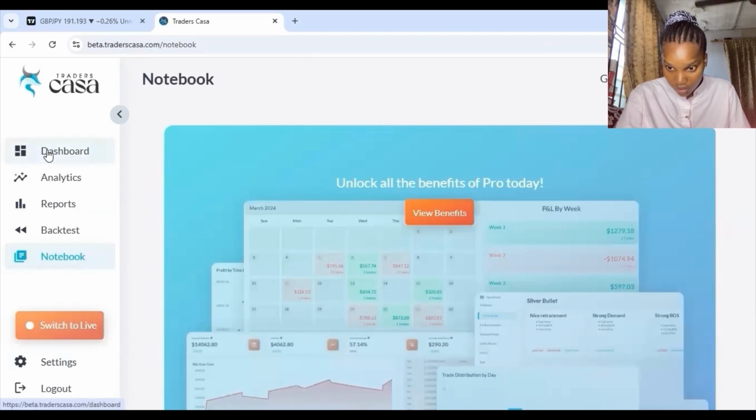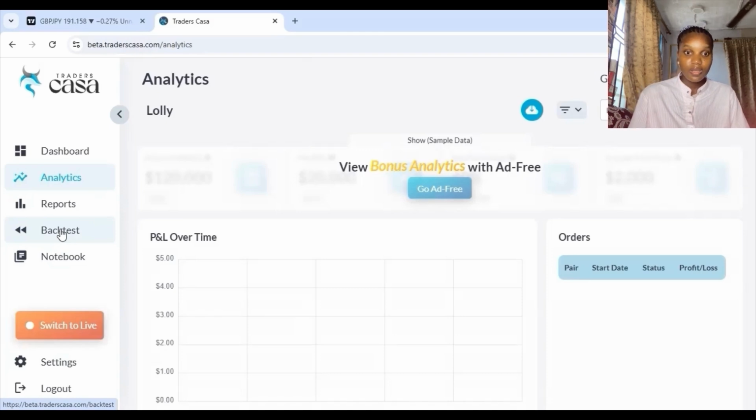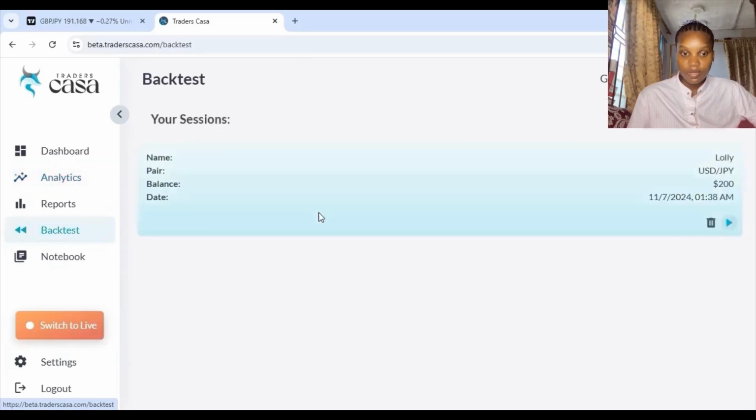So let's go to the dashboard to backtest and do the multi-time frame analysis. Let's see how to trade multi-time frame analysis without taking your trade from just one time frame alone. This time around, I'm trading multi-time frame analysis, so we're going to start. Let's go to backtest.